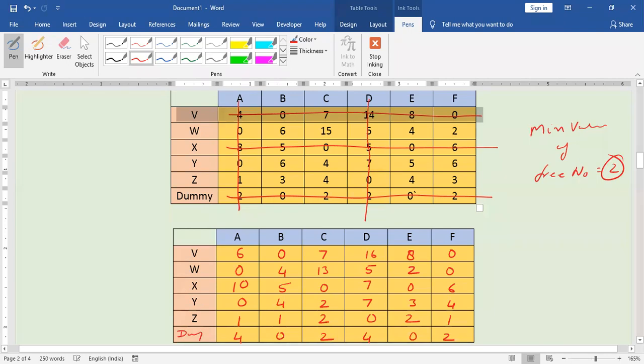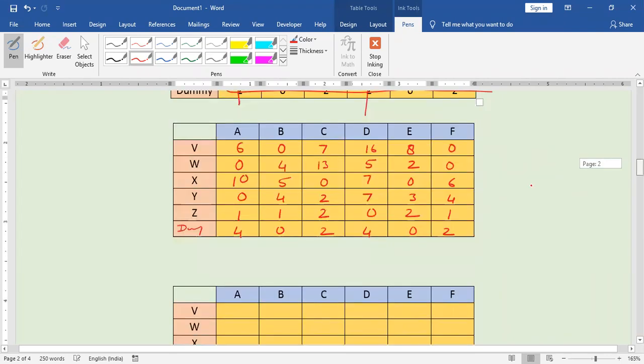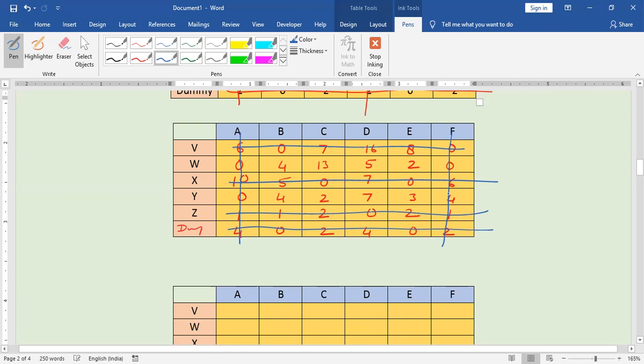Again, we have to draw lines. So I try to draw lines like this. This is one horizontal line, one. This is two. This is three. This is four. And we have two zeros left. So it is five, and it is six. So now we got six lines. That means the solution is optimum now.